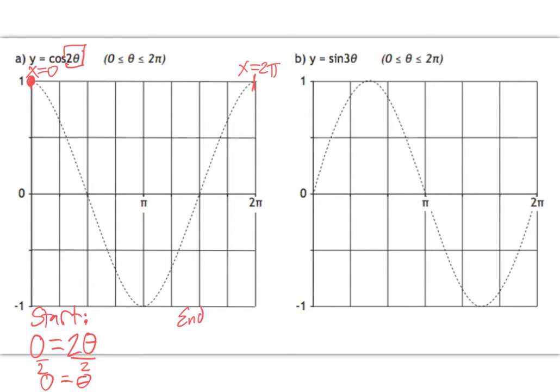My ending point, I'm going to do the same thing, but set it equal to 2 pi instead of 0. So 2 pi is equal to 2 theta. Divide both sides by 2, and I get theta is equal to pi. That's my ending point for my cycle. So instead of being at 2 pi, my new graph is going to be at pi instead.